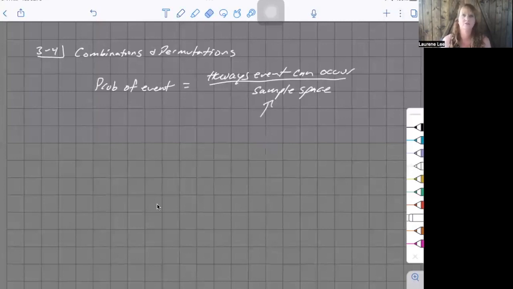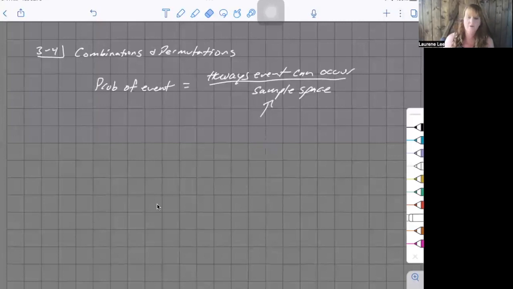In section 3.1, we talked about one way to calculate the total number of a sample space using a tree diagram and the counting principle. And today we're going to talk about two other ways to count sample space. These problems, by and large, will not be asking you for the probability. They're just going to ask you the number of ways something can happen, the total number of ways.